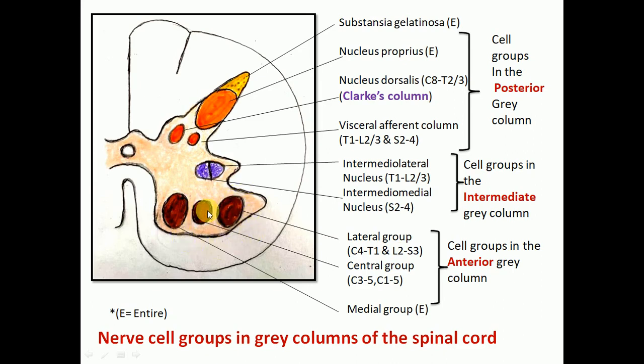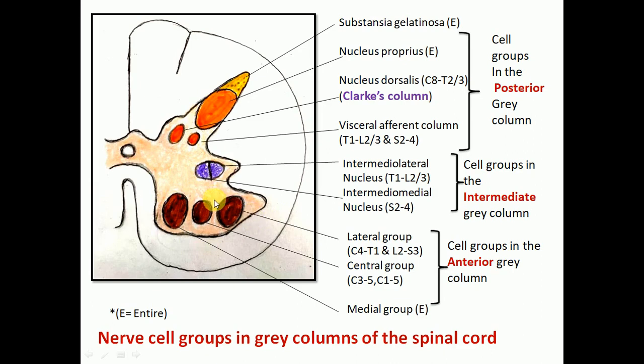While the central group forms two types of nuclei. One is the phrenic nucleus, formed by the C3, C4 and C5 segments of the spinal cord, and another is the spinal accessory nucleus, formed by the C1 to C5 cervical spinal segments and giving the spinal root of the accessory nerve. So these are the cell groups present within the anterior grey column.